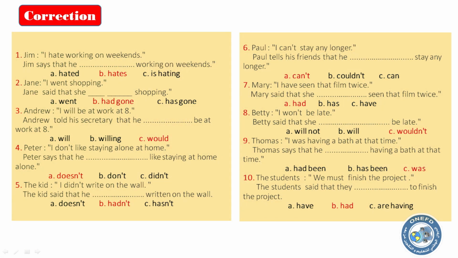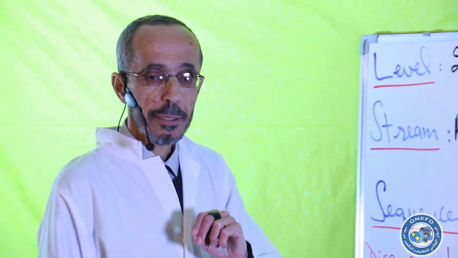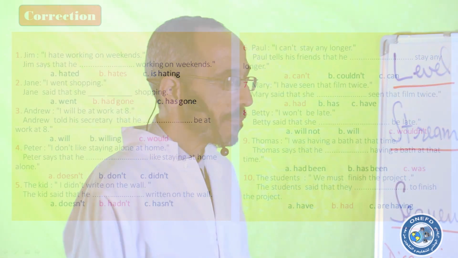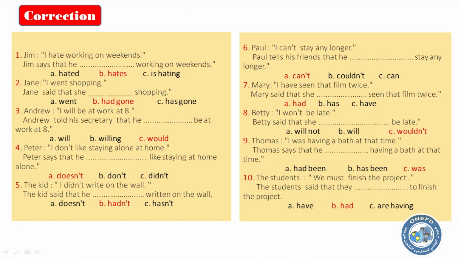Number 7. Mary. I have seen that film twice. Mary said that she had seen that film twice. Number 8. Betty. I won't be late. Betty said that she wouldn't be late.